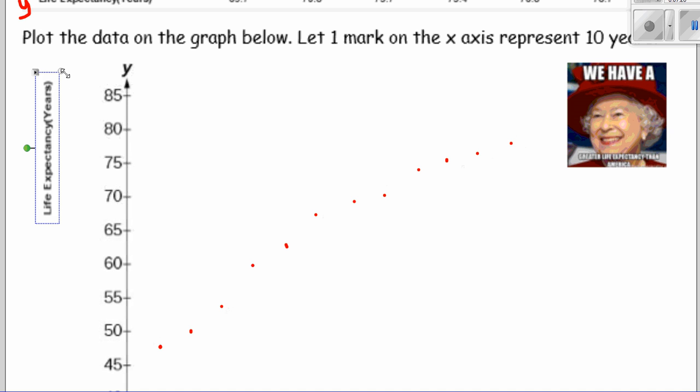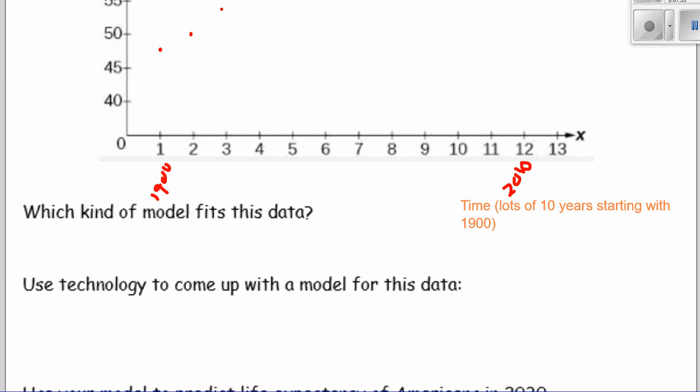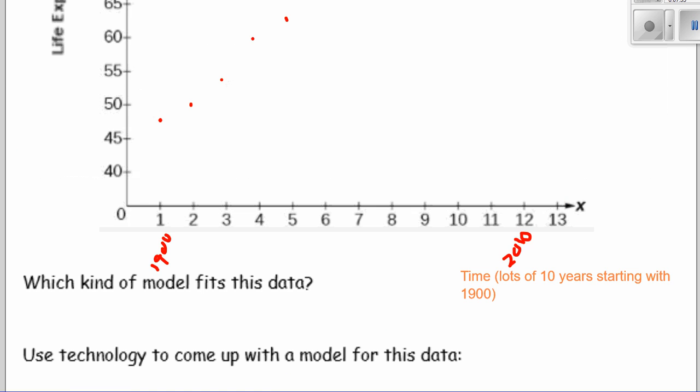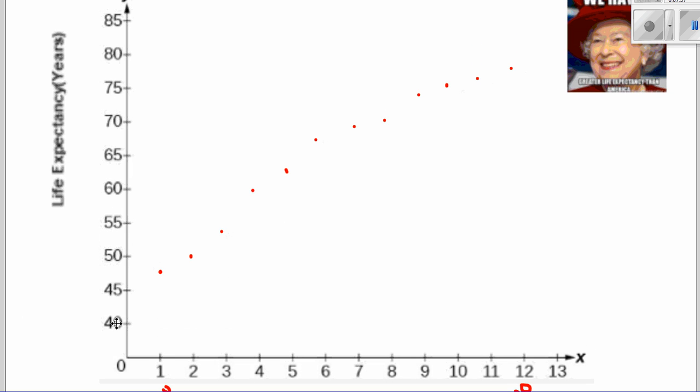But yeah, don't forget to label yours. What kind of model fits the data? So would you say, let's see, it's not really exponential, it would be kind of going up and then going up more rapidly towards the end. Would you agree it's going up reasonably rapidly and then kind of flattening out a bit?